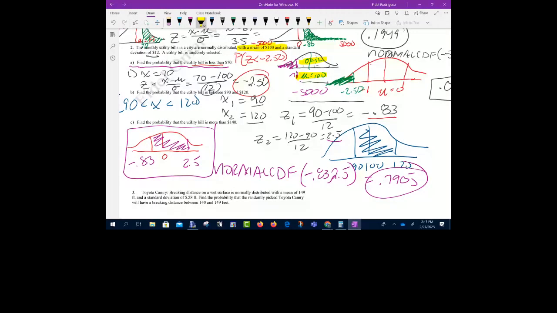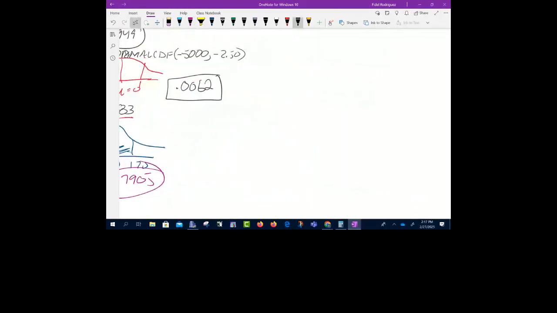So look, y'all, there's a part C. I'm going to kind of do this on the side again. I apologize for not giving y'all enough space here, but I'm going to do part C over here to the side. So look, it says, can we find the probability that our bill is more than 140? I'm just trying to give you guys a visual of what's going on here. We're looking for the probability that our bill is more than 140.